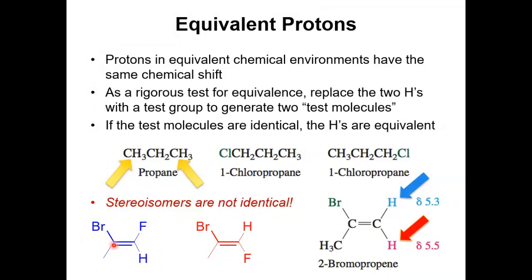No, because if you consider what you learned in organic 1, this is the Z isomer, because the two high-priority groups are on the same side, and this is the E isomer. These are two different compounds. So these two protons are not chemically equivalent. They actually have different chemical shift values.